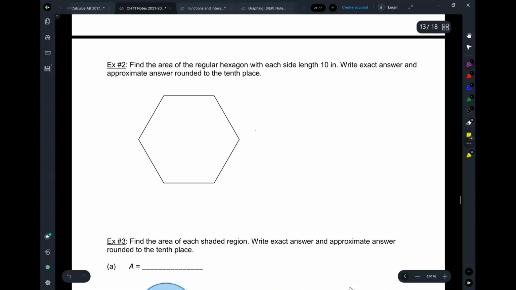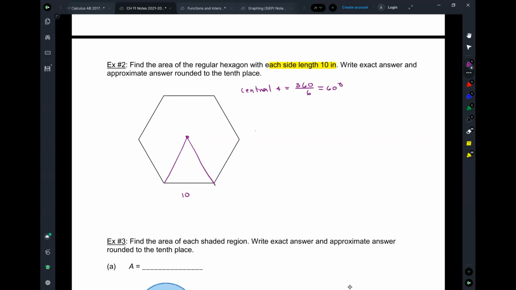Okay, so let's see what we're given. Each side length of this hexagon is 10. So this is 10. All right? Okay, so same thing. From the center, I draw one triangle. The central angle is this, 60 degrees. Okay?